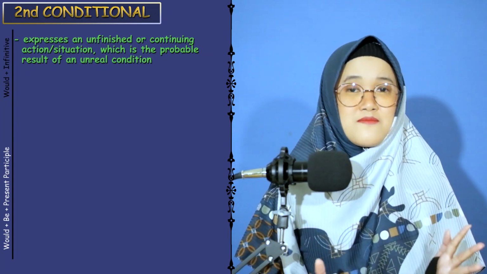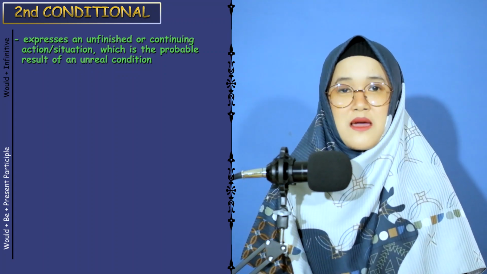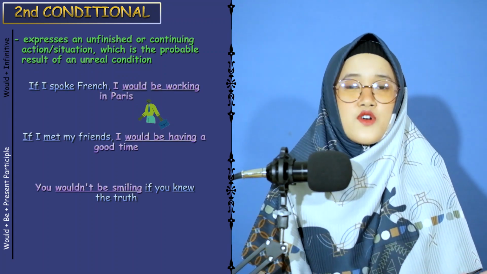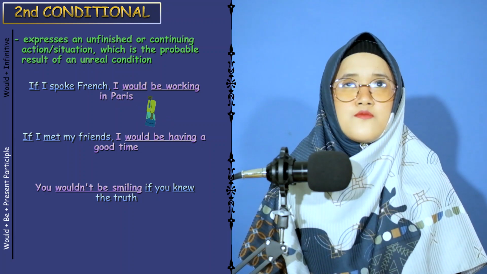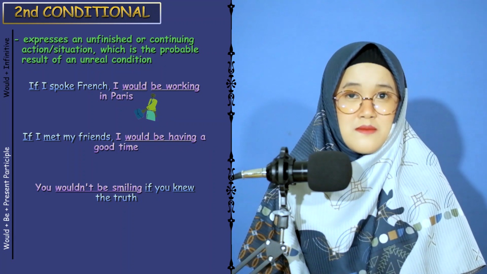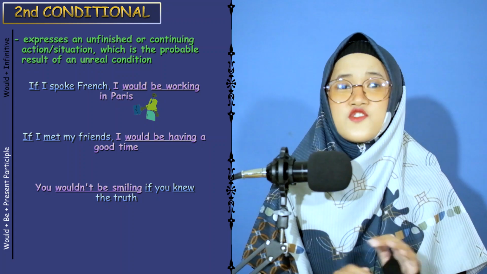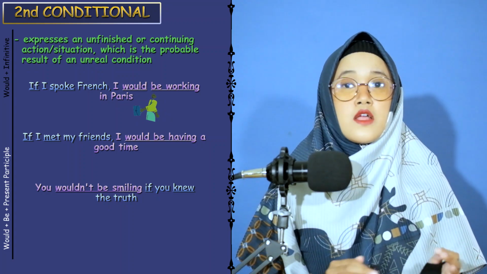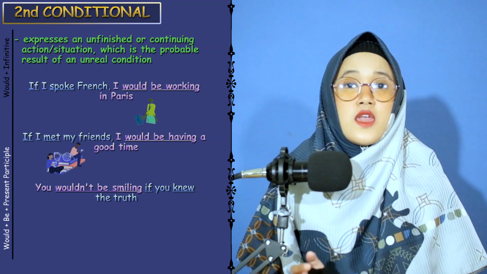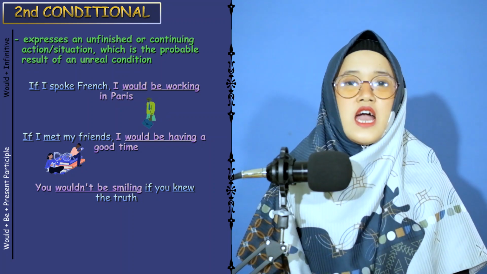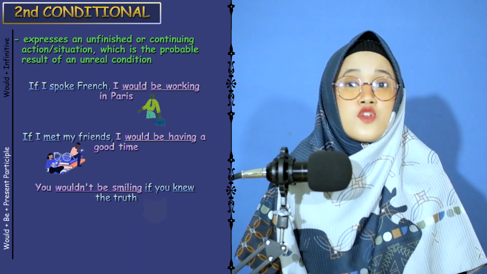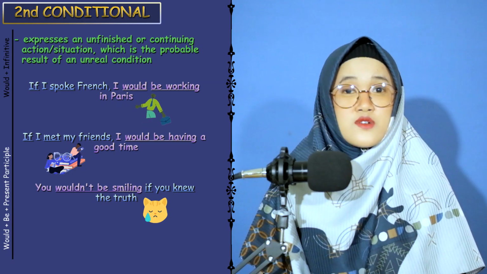If this thing happened, that thing would be happening. If I spoke French, I would be working in Paris. But in reality, I don't speak French, so I'm not working in Paris. If I met my friends, I would be having a good time. You wouldn't be smiling if you knew the truth. Let's move on to the third conditional.